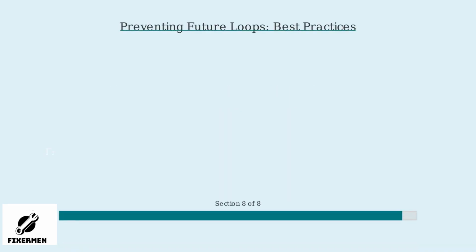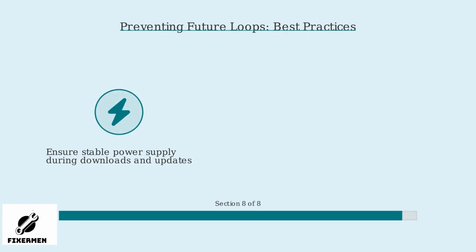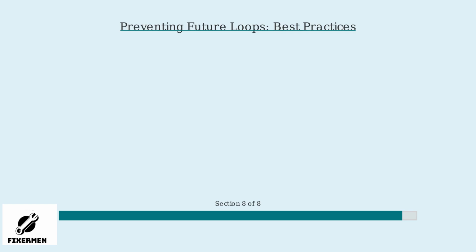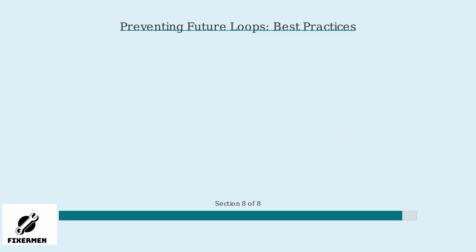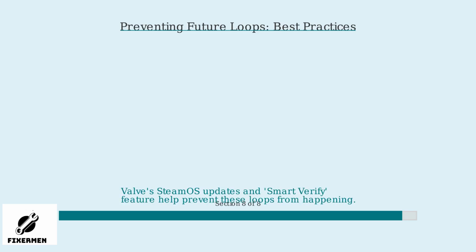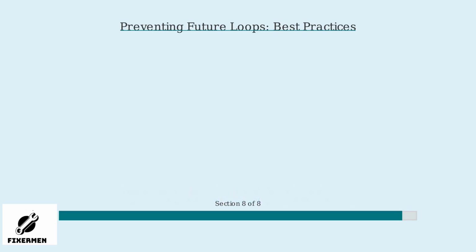To minimize the risk of future loops, ensure a stable power supply during downloads and updates. Avoid sudden shutdowns. Use a reliable Wi-Fi connection. Keep your Steam Deck updated to the latest SteamOS version through the Discover app. Consider using a higher quality SD card if you're installing games on external storage. Valve's SteamOS updates and Smart Verify feature help prevent these loops from happening.